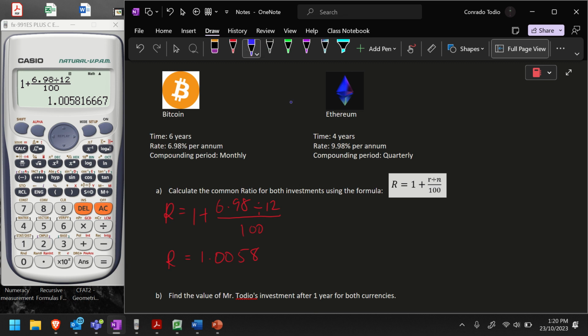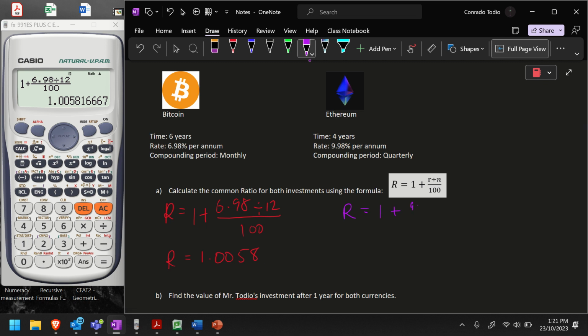All right, what about Ethereum? Again, use the same formula. It's going to be R equals 1 plus. What's the rate for Ethereum? 9.98. That's very high. You can't see the blue? All right. Let's use purple. Is that better? I think green's a bit too bright.